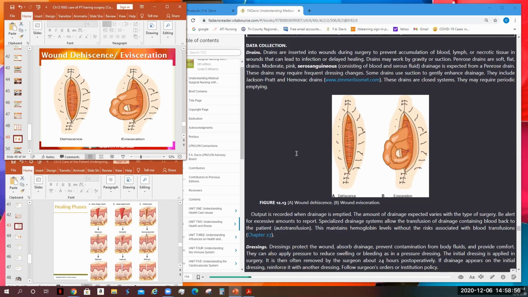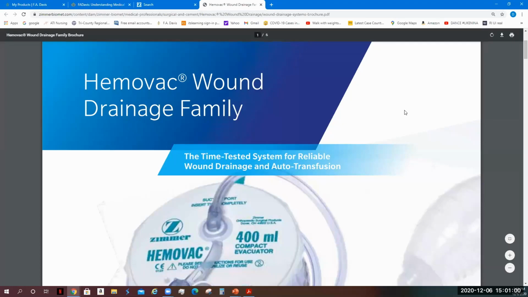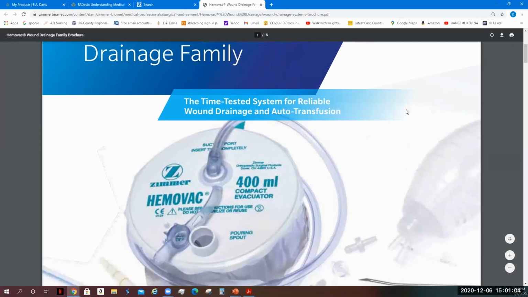Some drains use suction to gently enhance drainage. They include Jackson Pratt and Hemovac drains. These drains are closed systems and they may require periodic emptying. Okay, so I clicked on the link and this is what I was able to find for drains.